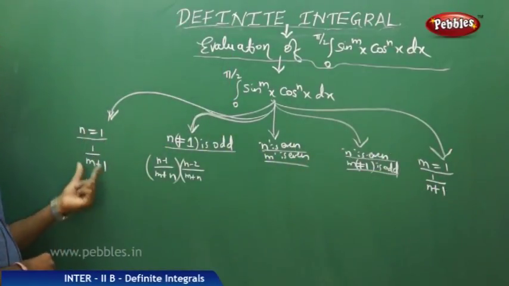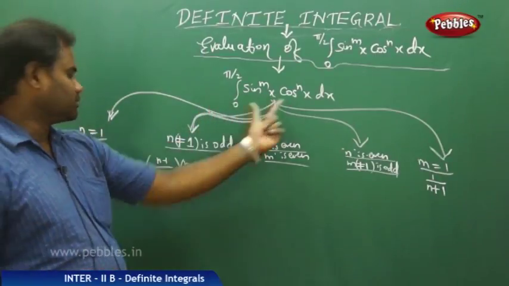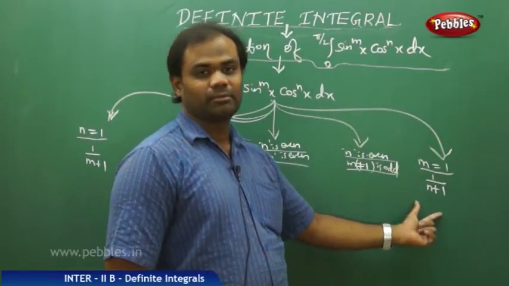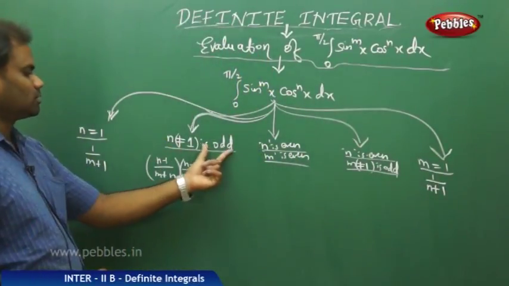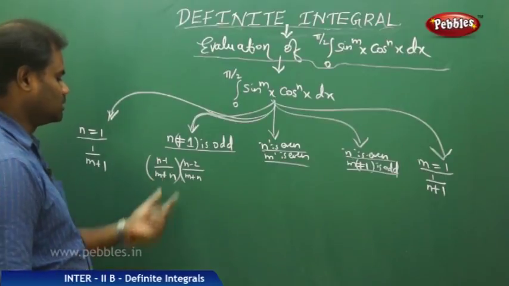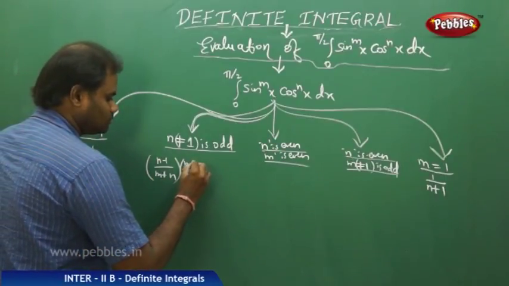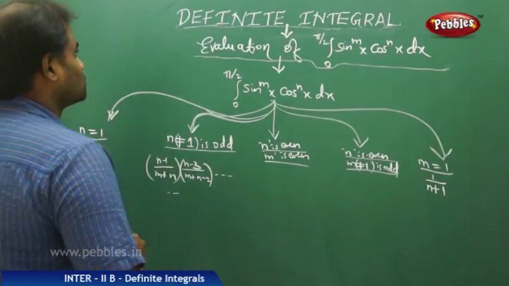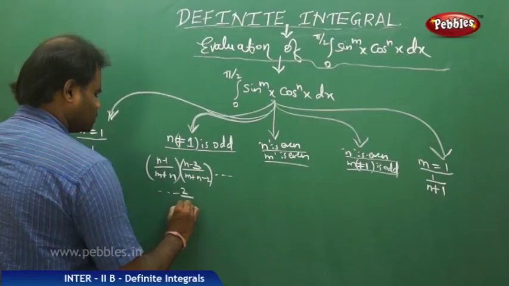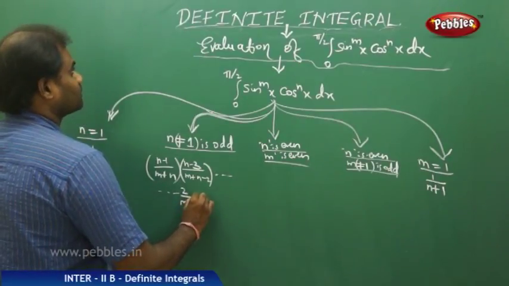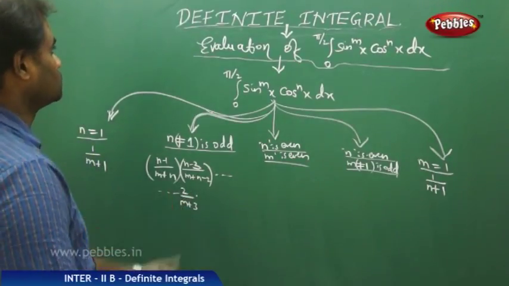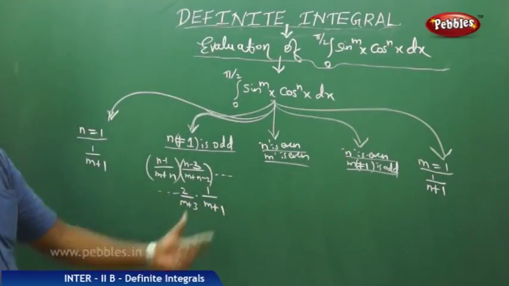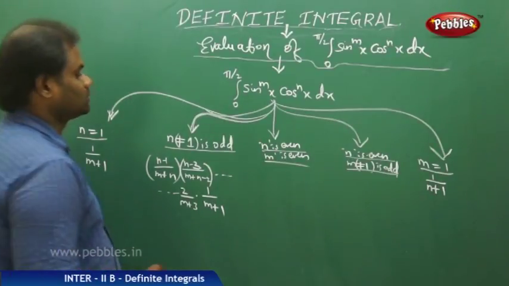For n equal to 1, the answer for this integral is 1 by m plus 1, and for m equal to 1, the answer is 1 by m plus 1, and for n which is odd or not equal to 1 it is this, minus 2, and so on and so forth by 2 by m plus 3, and then we get this to be 1 by m plus 1 is what we get in the final two values.